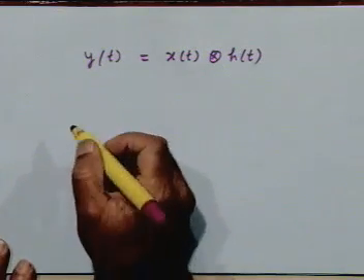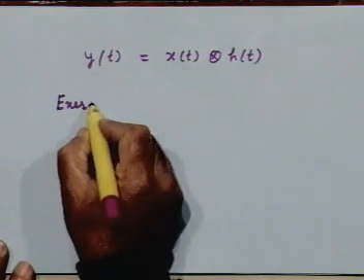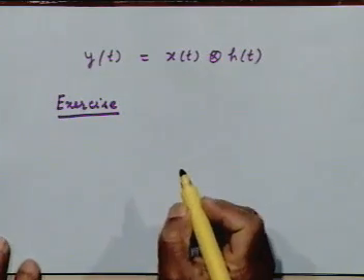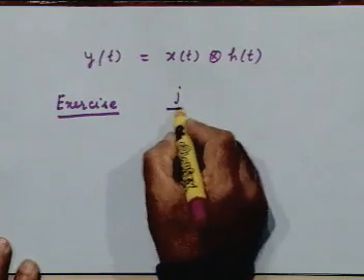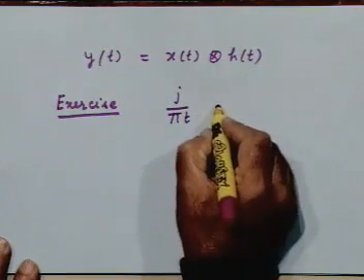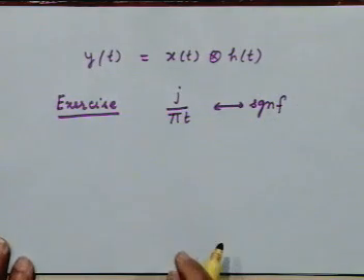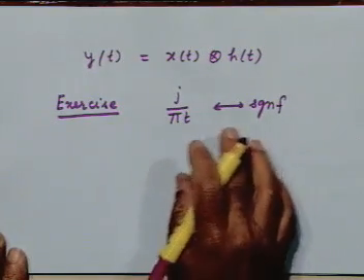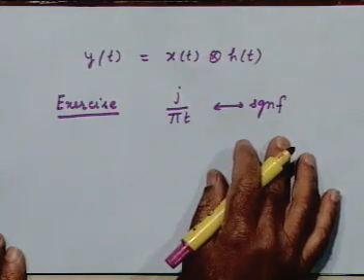Now I'll give you a small exercise to do, because this is a simple exercise in Fourier transformation. I'll also give you a hint as to how to do it, but I'd like you to do it yourself. The exercise is to prove that these two functions are Fourier transform pairs. Prove that j by pi t and signum of f are Fourier transform pairs.